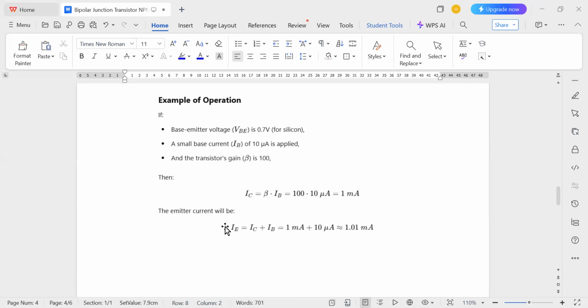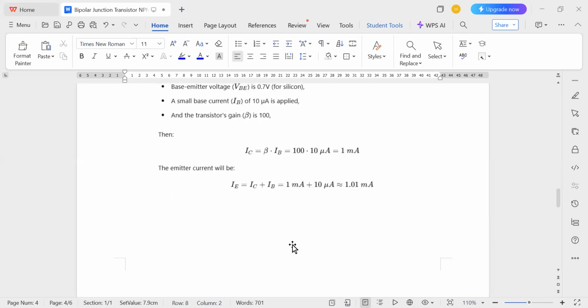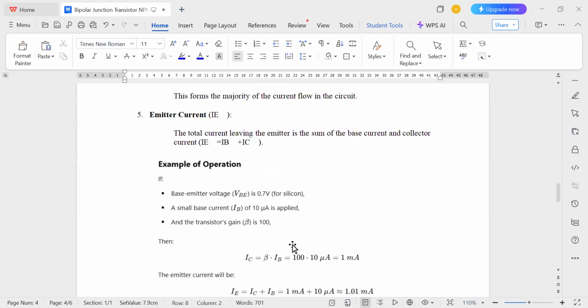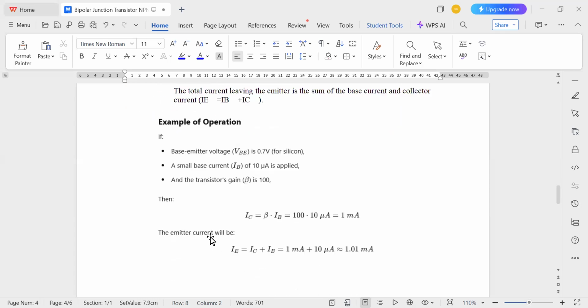Now we will find the emitter current. IE is equal to IC plus IB. IC I got as 1 milliamp and IB is 10 microamps, so it becomes 1.01 milliamps. In this way, if any three parameters are given, you can find the IC current and IE current. So this is one example.